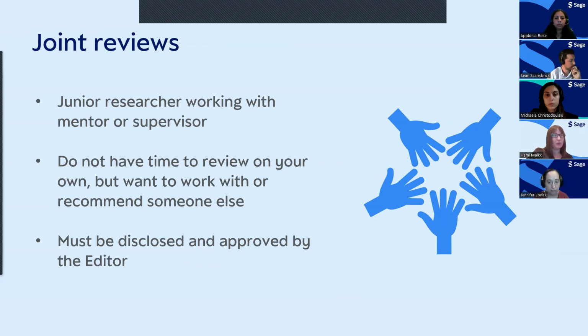If you are a more junior researcher, such as a PhD student, and would like to conduct a joint review with a mentor or supervisor, reach out to the editor before conducting the review. The decision to allow joint reviews is at the editor's discretion. If you have been invited to provide a review and do not have the time, do not just hand off the task to a more junior colleague to provide the review on your behalf. Let the editor know and they will decide how to proceed. It is important to ensure that the reviewers receive credit for the work done.